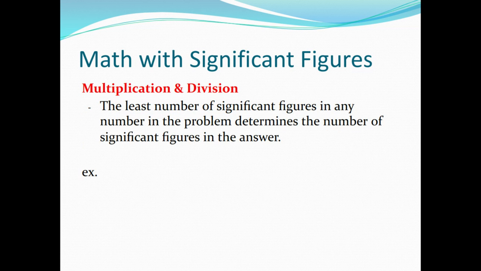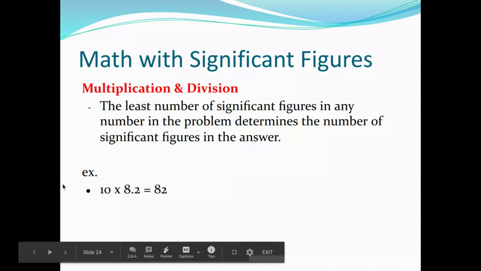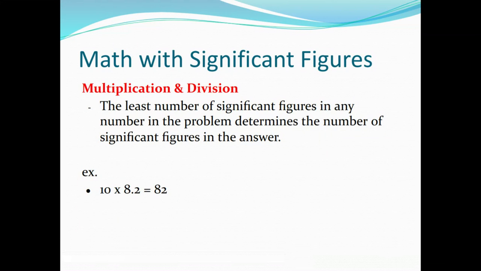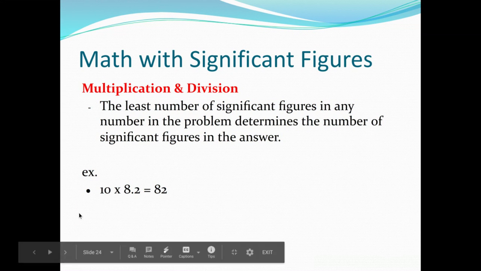So for example, 10 times 8.2 equals 82. When I'm multiplying here, I do it normally. Always just do your calculations normally. Put everything in and keep it that way until you get to the very end. Even on multi-step problems, keep everything the same until you hit the very end. Then you can do your sig fig rule. So 10 times 8.2 gives me 82.